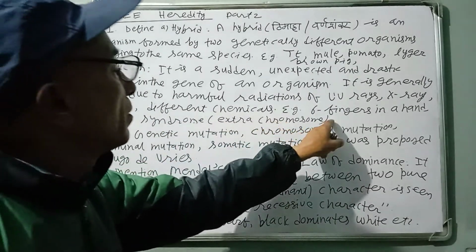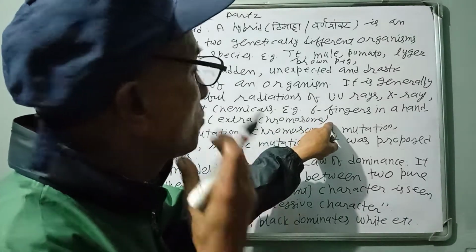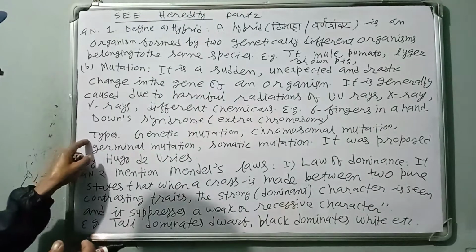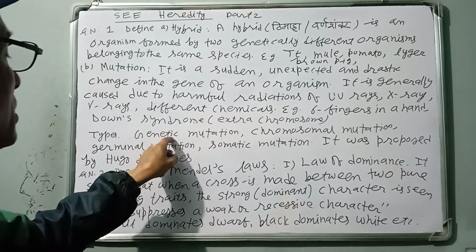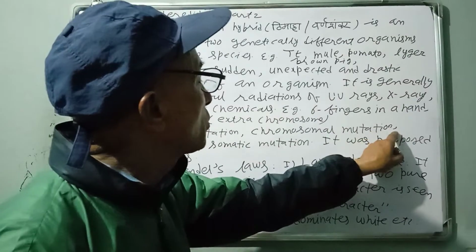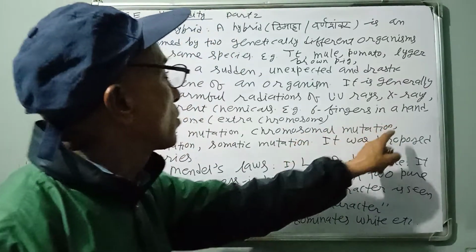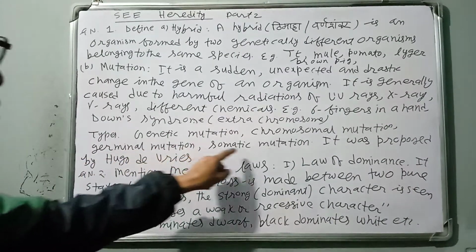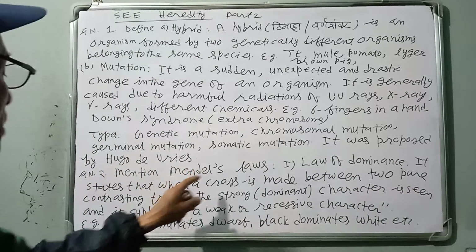can also be seen in males, and mustache or beard in female. Types. Mutation may be of different types. Genetic mutation, mutation in the gene. Chromosomal mutation, mutation either less number of chromosome or more number of chromosome. Germinal mutation, somatic mutation, etc. It was proposed by Hugo de Vries.